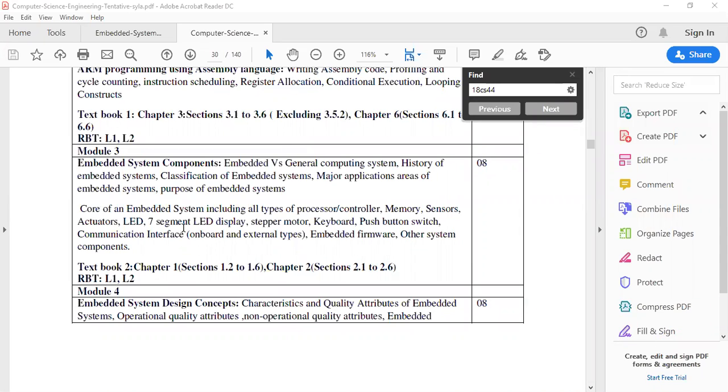History of embedded systems. Again, classification of embedded systems, major application areas of embedded systems, purpose of embedded systems. Embedded system ಉದ್ದೇಶಗಳು ಏನು ಅಂತ we discuss. Next is core of an embedded system, including all types of processors and the controllers. Last class we started, and we are left with some points, and let me complete that first, right?